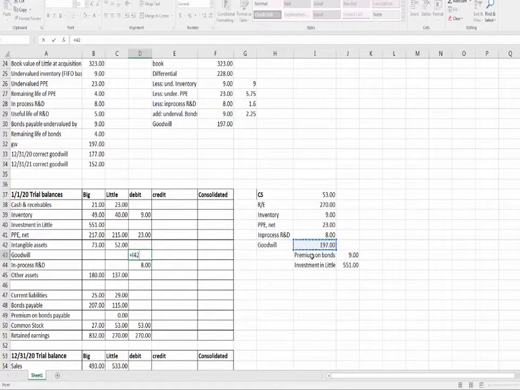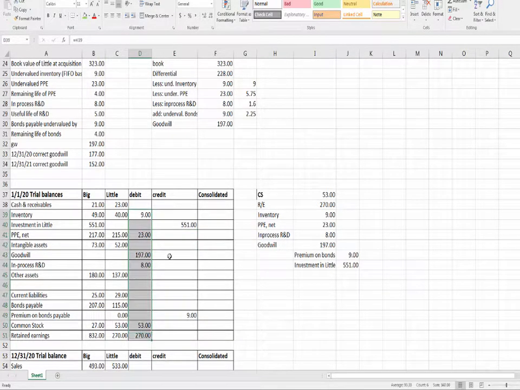plus that. Okay, on the credit side, I need a $9 premium on bonds. That account is already there just waiting for me, so plus that. And then finally the investment in Little, plus that. Okay, so I've posted debits to the debit column, credits to the credit column. Now it's a matter of adding across each row.